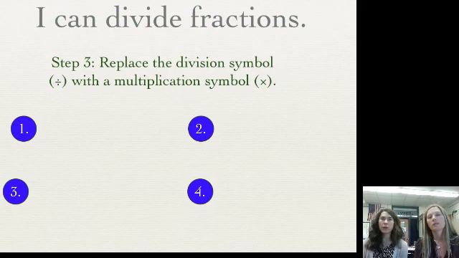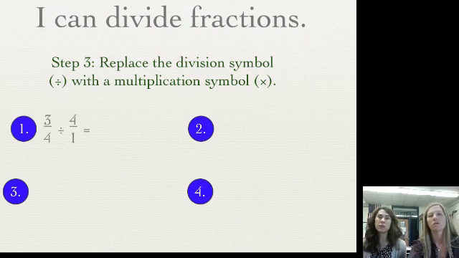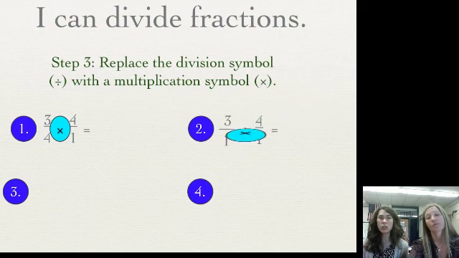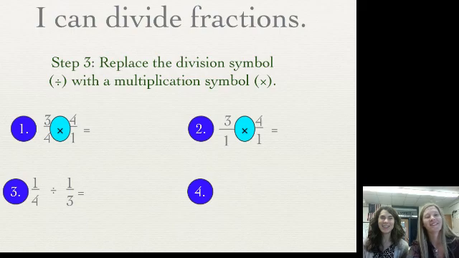Now, step number 3. This one is super easy because all you have to do now that you've done your flip is you replace the division symbol with the multiplication symbol. So there you go. Your 3/4 divided by 4/1 is now just 3/4 times 4/1. Same thing with number 2. All you have to do is change that division sign. I think step 3 is like the easiest step of all. It's also easy to forget, so don't forget.